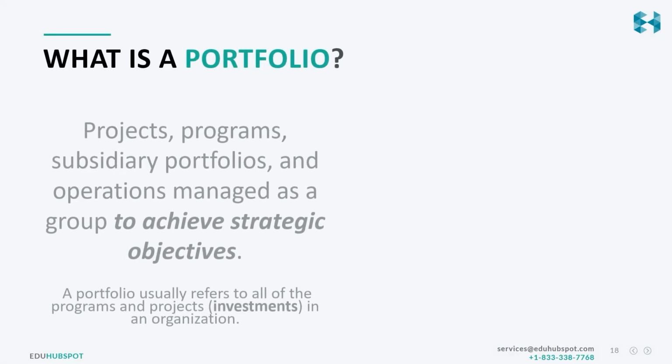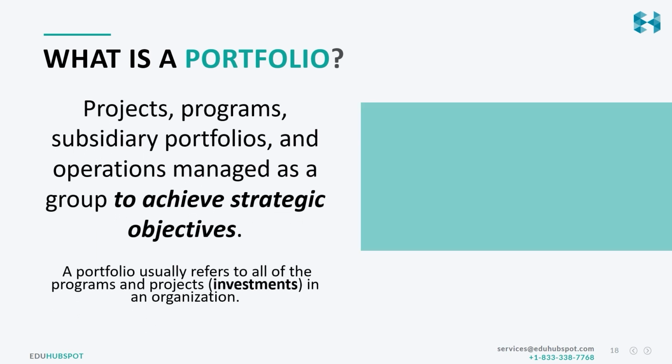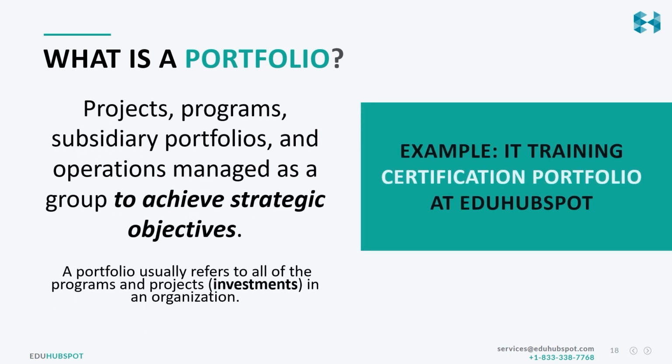Now, what is a portfolio? Think of a portfolio as the very top. Under a portfolio, you have different programs. And then under different programs, at the bottom, you have projects, right? So what is a portfolio? A portfolio is a combination of projects, programs, operations, and smaller portfolios, to achieve the business objectives, the strategic objectives of the organization.